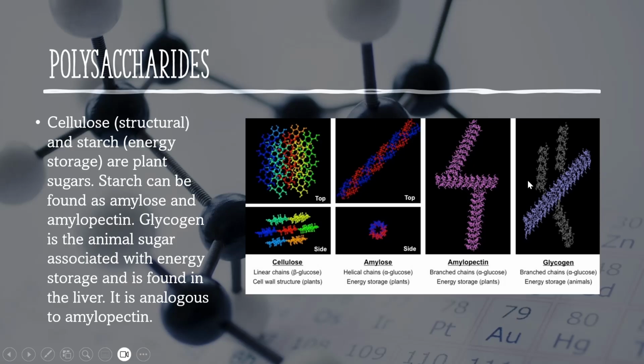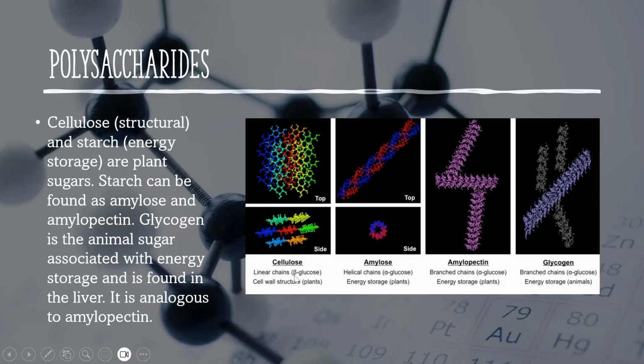And then glycogen is how we store glucose in the liver. It's analogous to amylopectin in terms of sequence homology and structural homology. This is because they're both branched chains made up of alpha glucose, while amylose is made up of helical chains of alpha glucose. And then linear chains of beta glucose for cellulose.